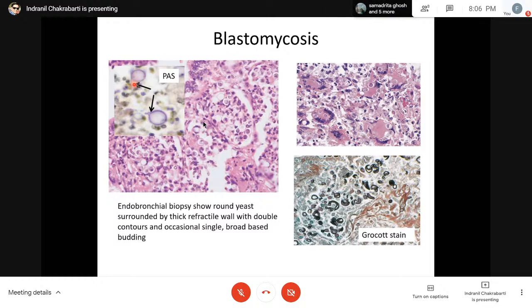So blastomycosis shows round structures that are quite big, 8 to 15 microns, and they show this broad-based budding, which can be highlighted by PAS stain or by other silver stains.